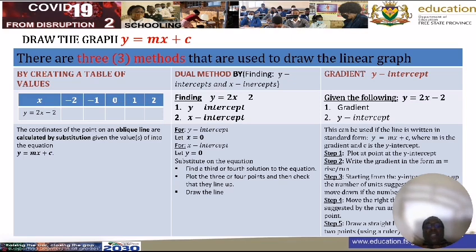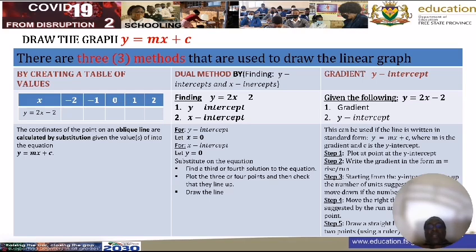The third method is the gradient y-intercept method. This can be used if the line is written in standard form y equals mx plus c, where m is the gradient and c is the y-intercept. There are 5 steps that you need to follow. You plot a point at the y-intercept. That's the first step. Step number 2, you write the gradient in the form of m equals rise over run.